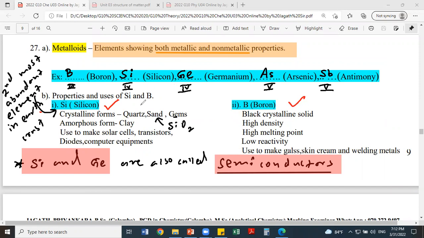And silicon has many other uses. Silicon has both crystalline and amorphous forms. Amorphous means there is no regular structure. Clay is silicon; clay contains many silicon compounds. But crystalline forms are quartz and gems. What does crystalline mean? It's a regular arrangement, like a nice pattern. Irregular arrangement is called the amorphous form.